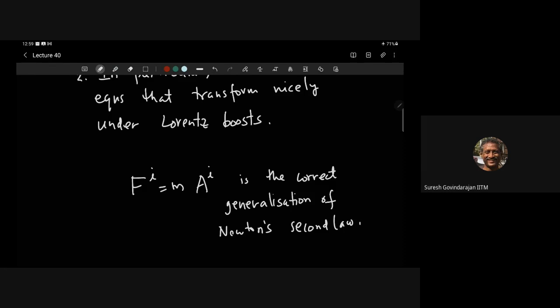And the constraint is just the work energy theorem. So it's a constraint 4 vector, F mu. So it has only 3 equations which are relevant, just like we saw for acceleration and for velocity. And so that's it.